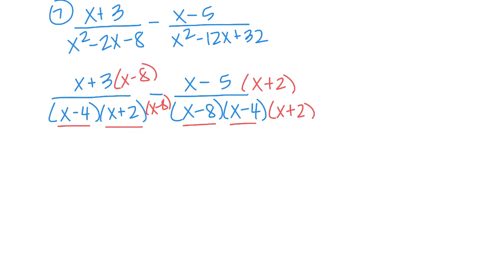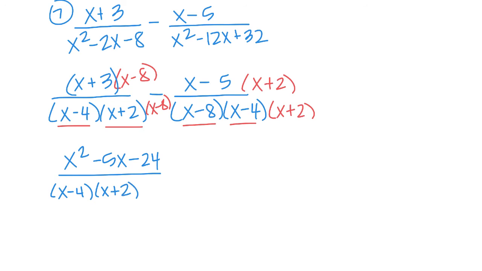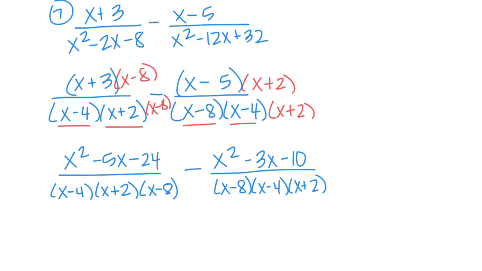Okay, we multiply out the numerators so that we can add them. Denominators do not need to be multiplied out. I'm multiplying x plus 3 times x minus 8. Denominator, don't multiply it out. I'm multiplying x minus 5 times x plus 2. And now I can combine the numerators.